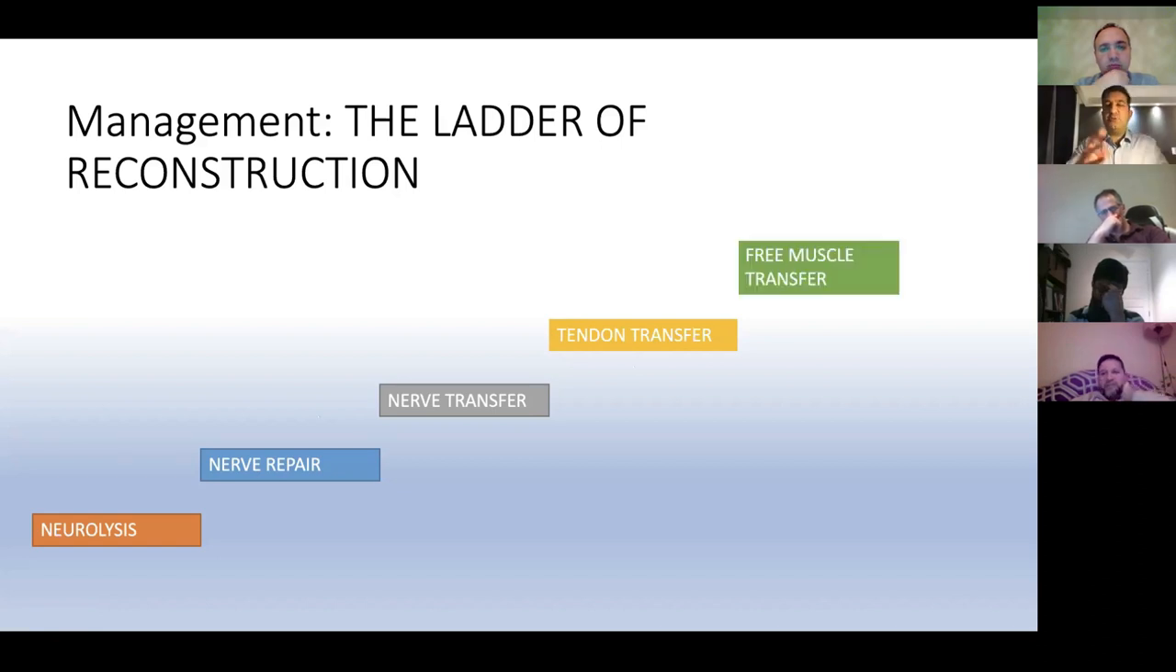And finally, you do what's called a free muscle transfer, where it's like a free flap in plastics, and you need plastic surgeons to do this, essentially taking a muscle from somewhere else. You might take something like gastrocnemius or gracilis, and you take it with its pedicle and plumb it into the area. But that's really high-end stuff. So that is the ladder of reconstruction. I would learn that as a way of treating everything, guys, and I think you can't go wrong with that.